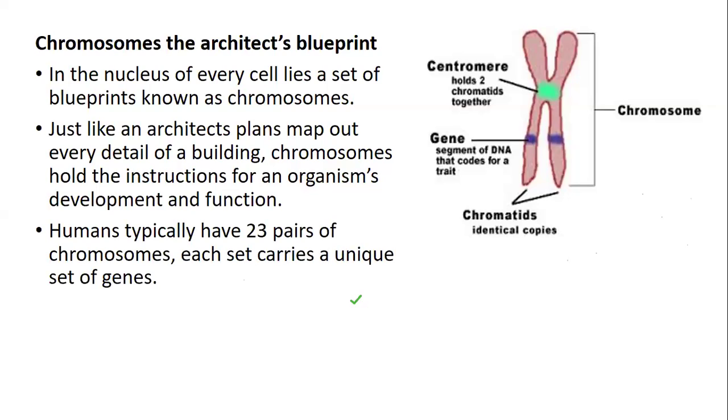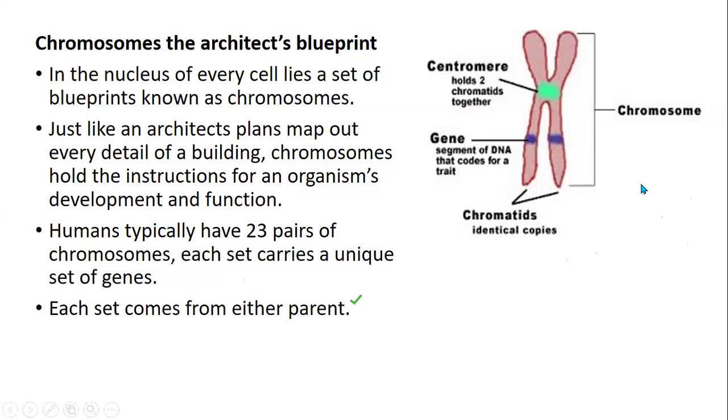And each pair of chromosomes carries a unique set of genes. Those genes are what make you different from your sibling or your friend or your cousin, or from me or any other person, because we each carry a unique set of chromosomes, and each of these chromosomes carries a unique set of genes. So just imagine that we have 23 pairs of such in every cell.